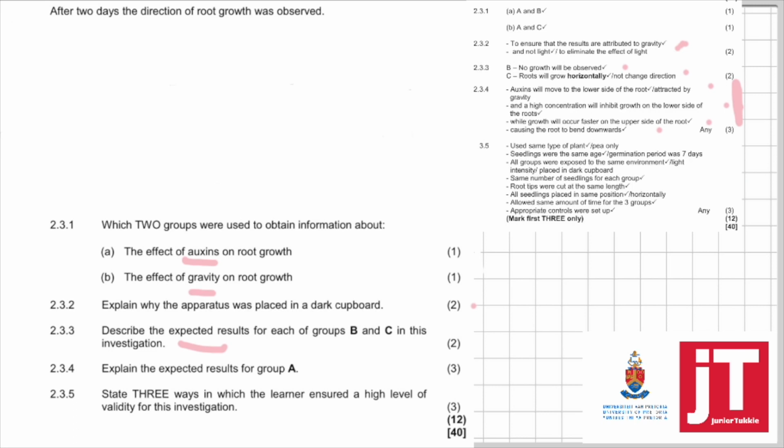And then 2.3.5, state 3 ways in which the learner ensured a high level of validity for this investigation. Ensured, meaning from the passage, what did he do? So you must go back to the passage.